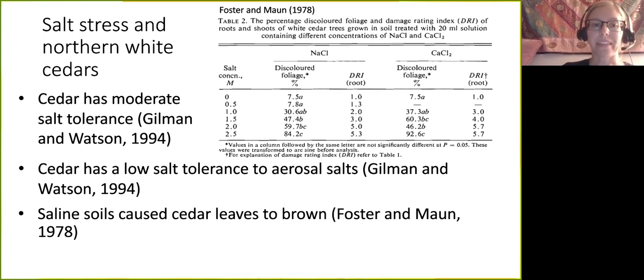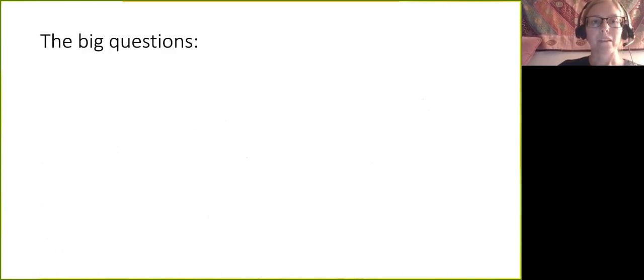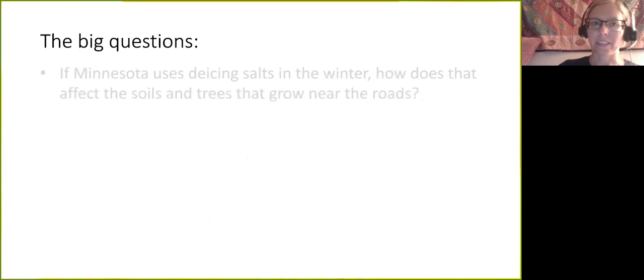And they also found that these saline soils cause cedar leaves to brown, which was part of that discolored foliage they were looking at. And lastly, they noted in their research that the ions seem to build up most in the cedar leaves, actually. So after all of this, I had a few questions.